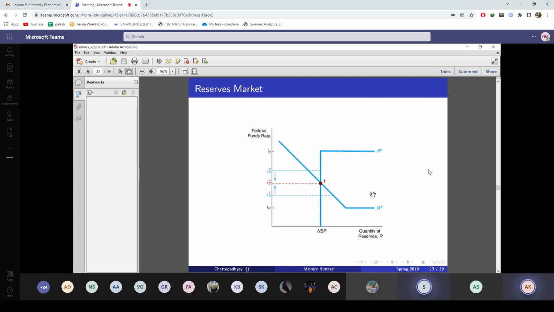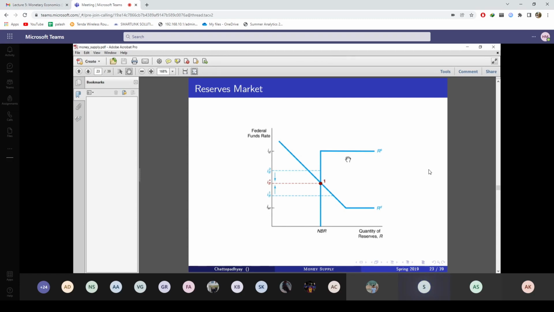The reserve supply curve is vertical initially, then horizontal at ID. ID is the discount rate. This basically says when your interest rate is below ID, you cannot borrow anything from the central bank, even if you need. So your entire reserves is the non-borrowed reserves denoted by NBR. And when your interest rate is exactly ID, you can borrow an infinite amount of reserves from the central bank.